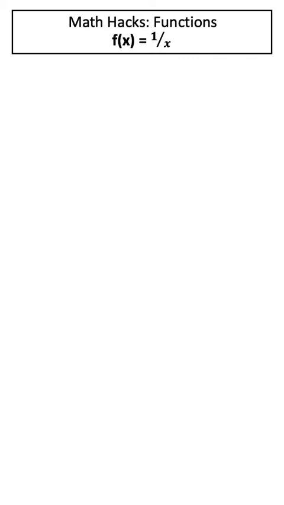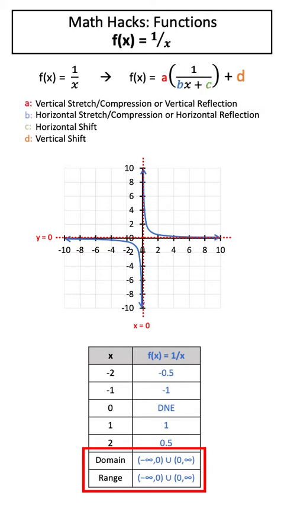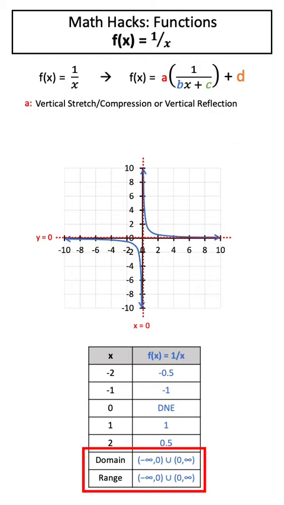Today we're looking at the function f of x equals 1 over x. This function has two separate asymptotes, a horizontal asymptote at y equals 0 and a vertical asymptote at x equals 0. For this reason, the domain and range exist for all values except for 0. Like all functions, we can transform this parent function through a variety of mechanisms. Let's go through those now.